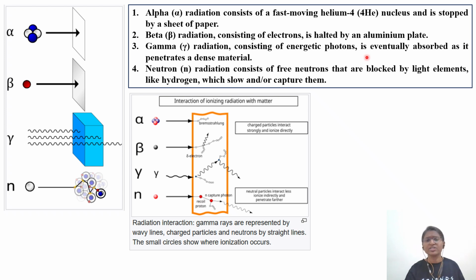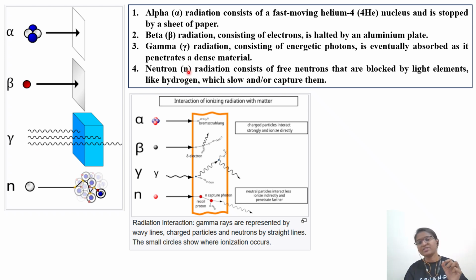So gamma radiation, consisting of energetic photons, is eventually absorbed as it penetrates into the material. Whenever a gamma particle comes in contact with exposed tissue or material, it goes to deeper penetration, because gamma particles have low linear energy transfer. They penetrate deeper into the tissues or surrounding material. Dense material penetrates a dense material. Here you can clearly see the picture.